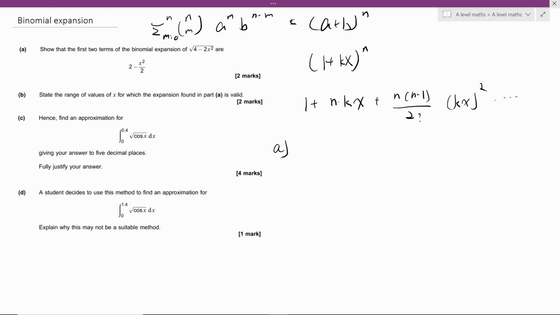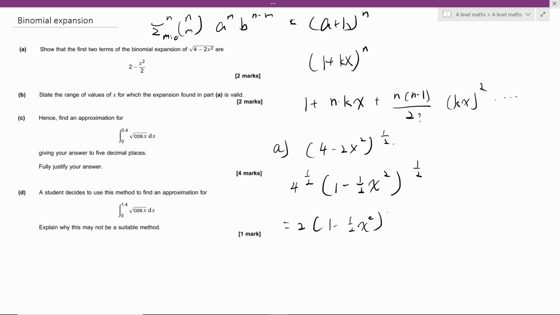So for part A, we can rewrite the thing as 4 minus 2x squared to the power of a half, right? Square root is a half. But we haven't put it into the form of 1 plus kx yet. So what we need to do is divide by 4, or take 4 out basically. So 4 to the power of a half times 1 minus a half x squared, to the power of a half. Well, you can see that those two expressions are exactly the same, just apart from that I take 4 to the power of a half out, which is 2 basically, right? 1 minus a half x squared to the power of a half.